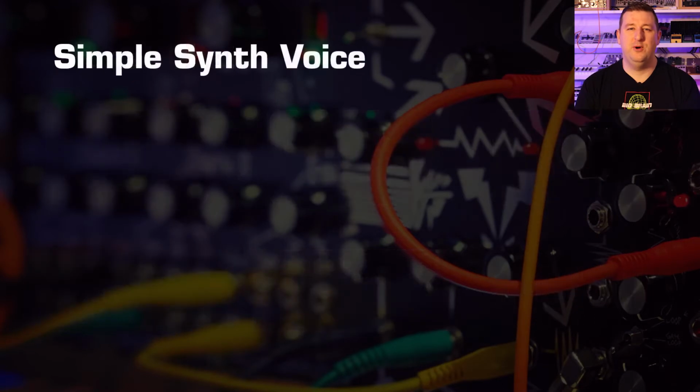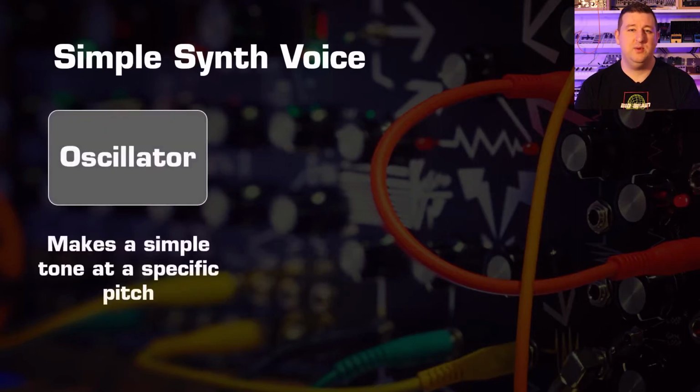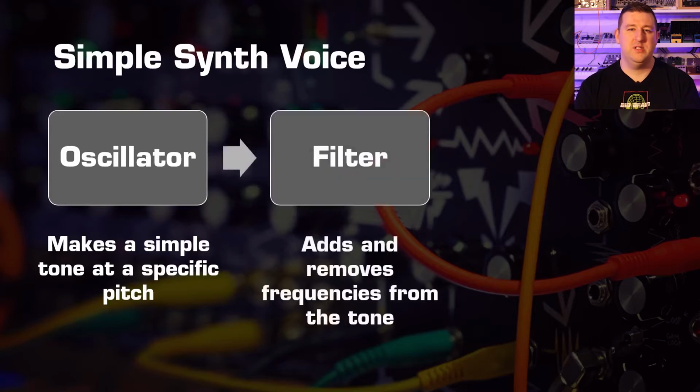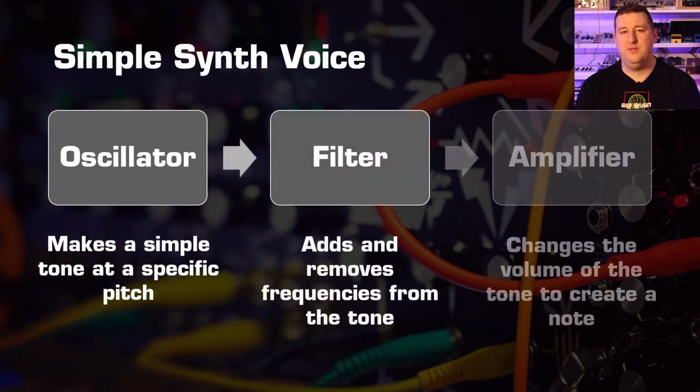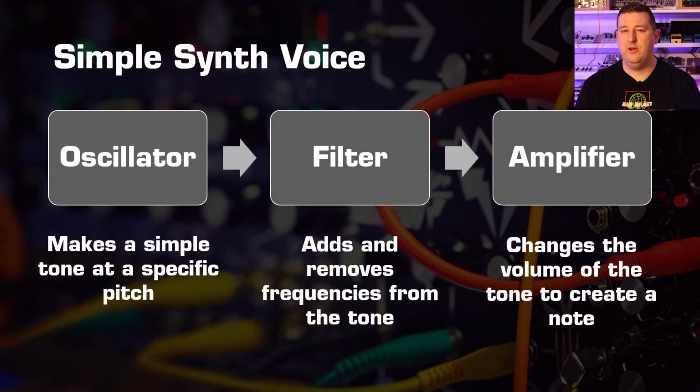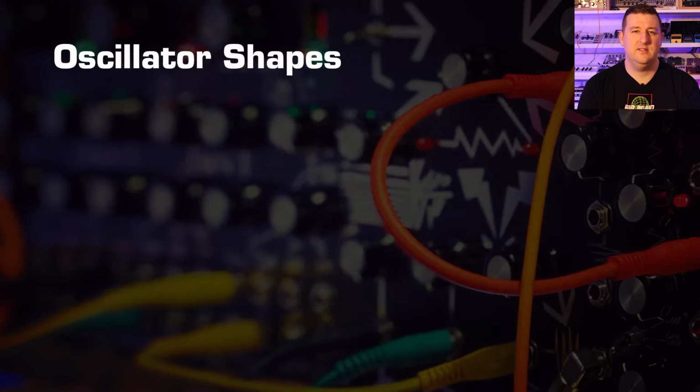In its most basic form, a synthesizer voice has three parts: an oscillator, which makes a simple tone at a specific pitch, a filter, which adds or removes frequencies from the tone, and an amplifier, which changes the volume of the tone to make it into a note. Let's take a closer look at oscillators.